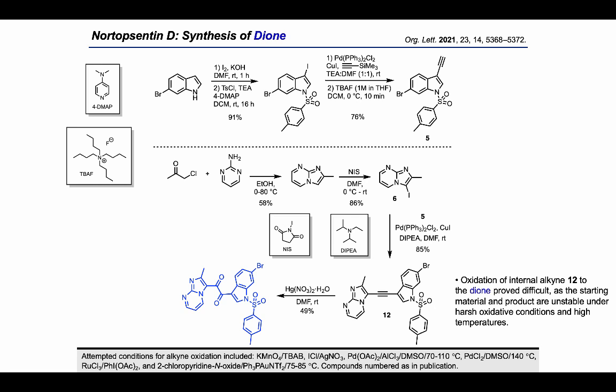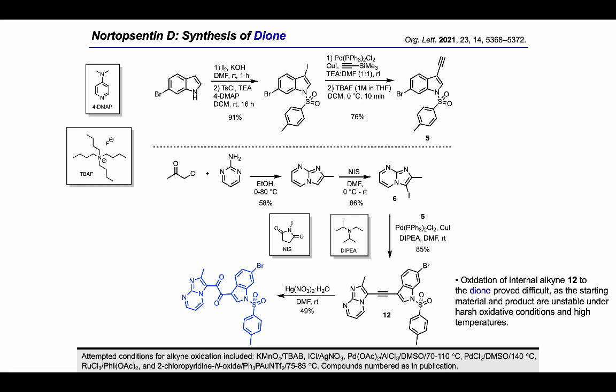Once the iodine was in place, I used a Sonogashira coupling reaction to couple indole and trimethylsilylethyne. This was then followed by a protodesilylation to produce the desired terminal alkyne intermediate 5 in 2 steps in excellent yields.